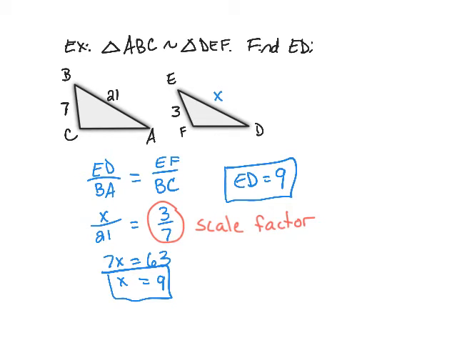One more note on this, and you'll be seeing this quite a bit. This is the bigger triangle, this is the smaller triangle. So the scale factor here is 3 over 7, which would make sense because I'm going from big to little. And it's always end over beginning. So from big to little, and that's why the scale factor is 3 over 7 instead of 7 over 3.